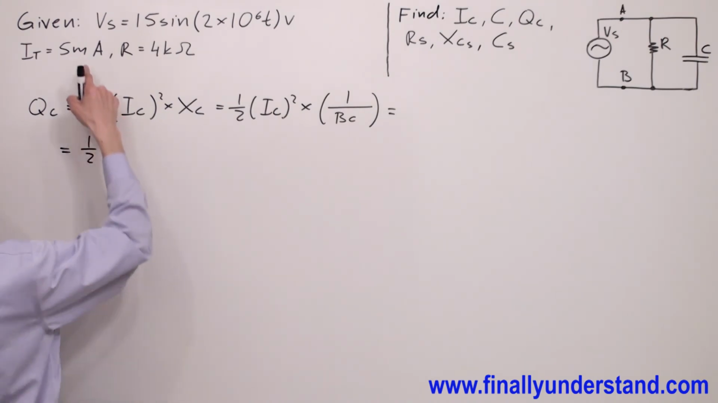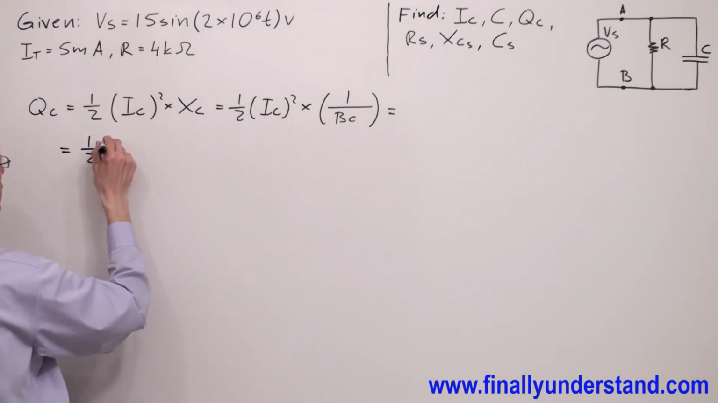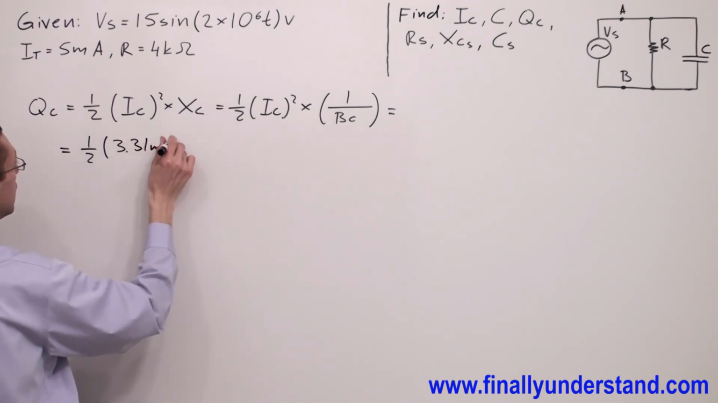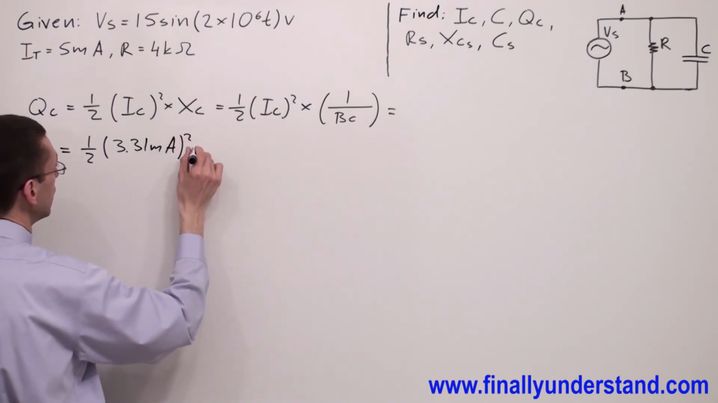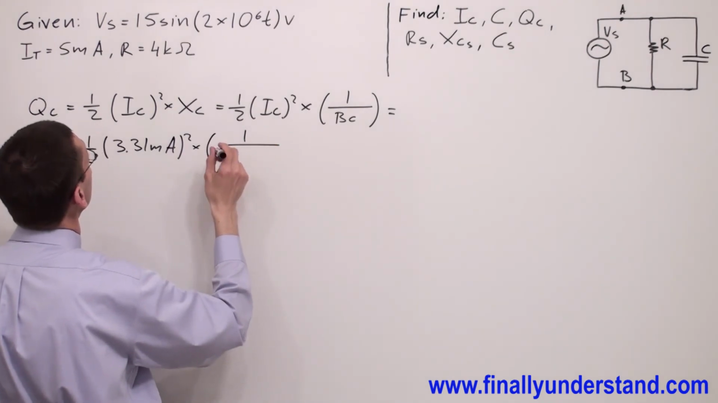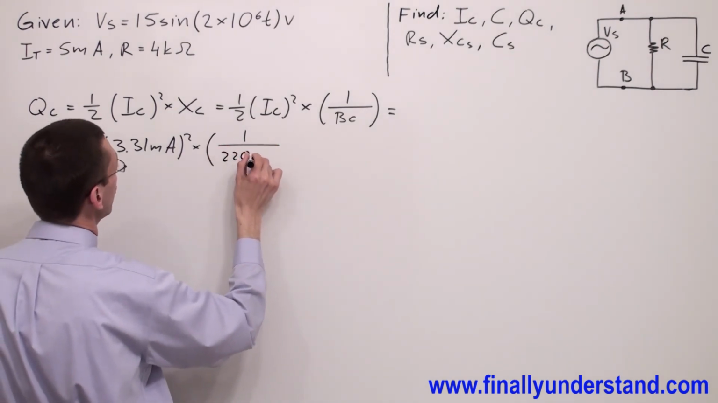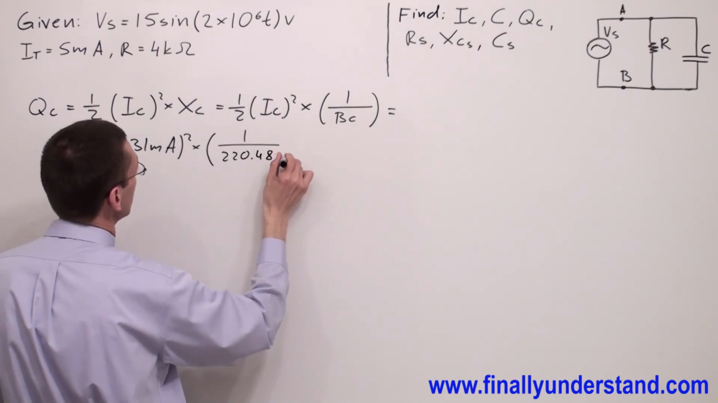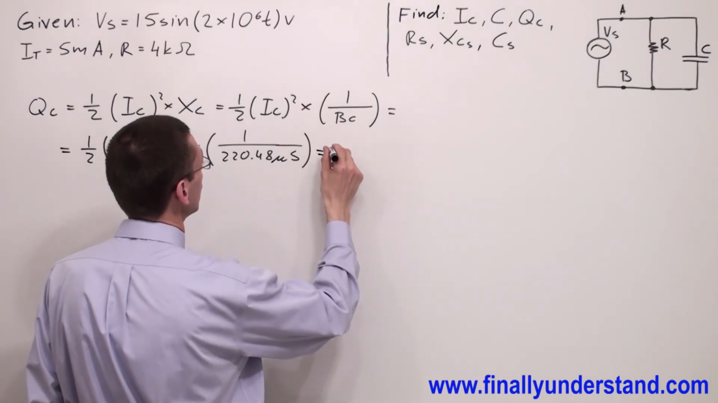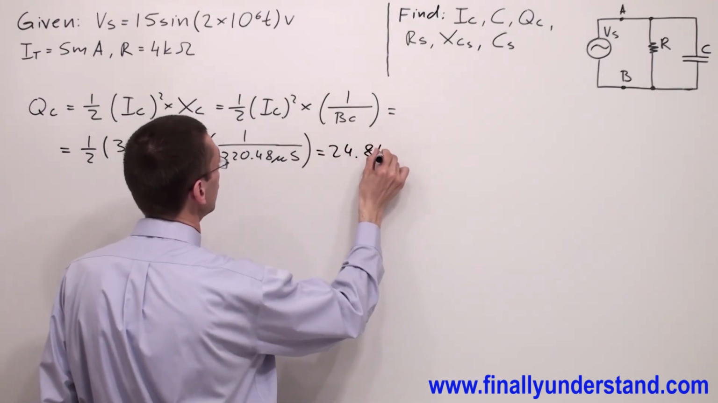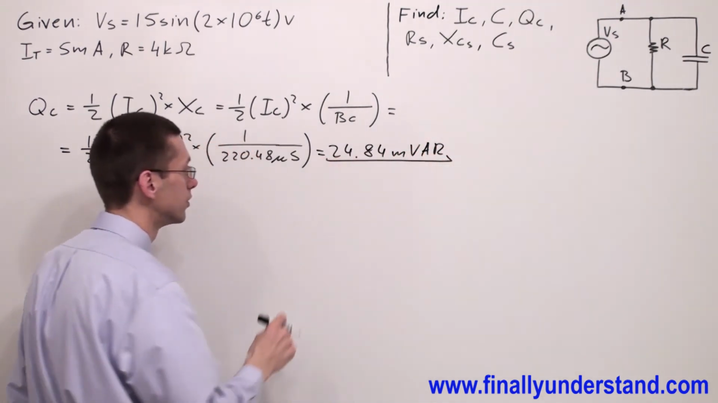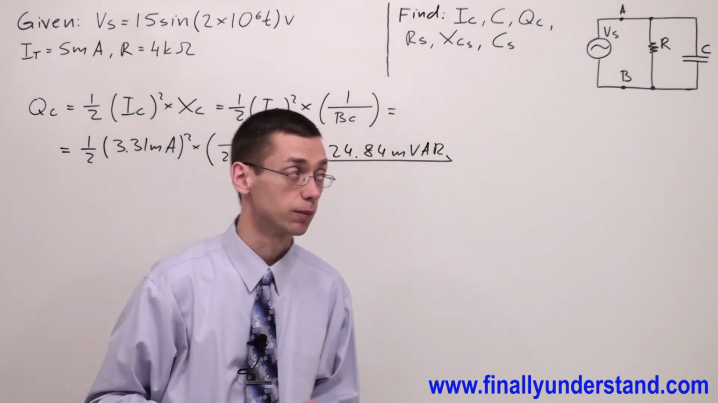So this is equal to 1/2. I have 1/2 because we are dealing with the peak values. And we found that IC is equal to 3.31 milliamps raised to the second power times 1 over 220.48 microsiemens. This is equal to 24.84 millivolt ampere reactive. And this is the reactive power in my circuit.